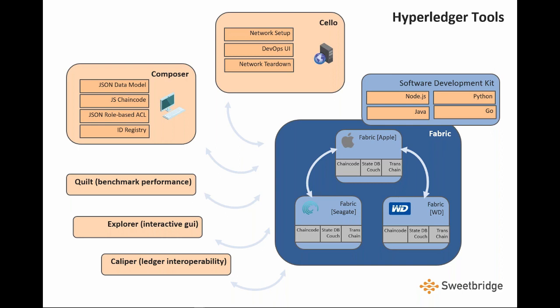One of the Hyperledger projects that's underway right now is Cello. Cello is a relatively new project that's still in its infancy, but it's a tool that gives a graphical interface for spinning up the nodes and the members of the environment. Without Cello, it's all script based.